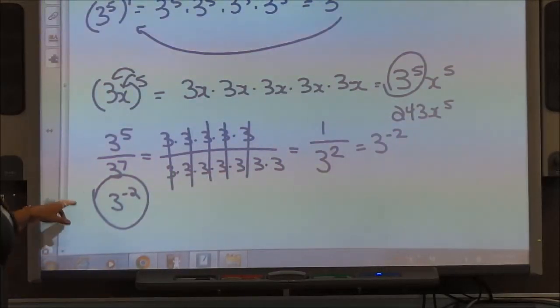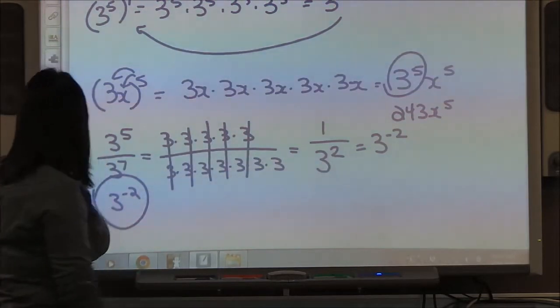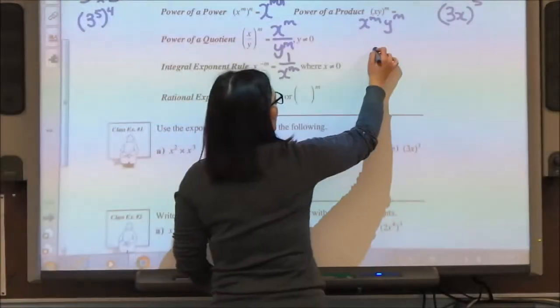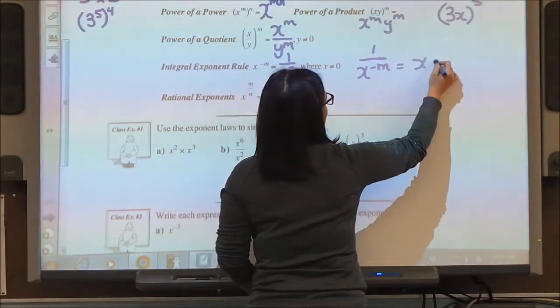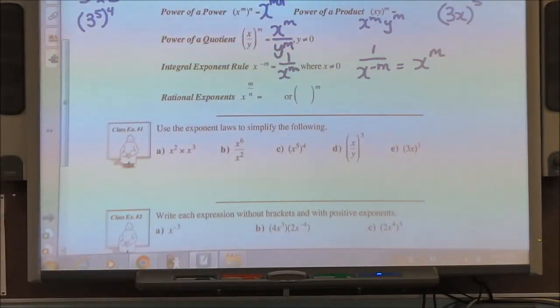Okay? This also goes in reverse, meaning if I have, and we're going to put it on this page, 1 over x to the negative m, that becomes x to the positive m. So it goes both ways. If the exponent is negative in the denominator, it would be positive in the numerator, and vice versa.